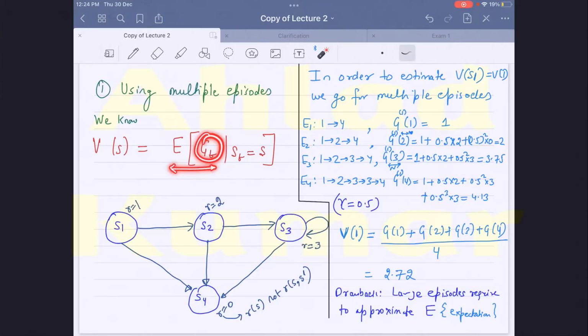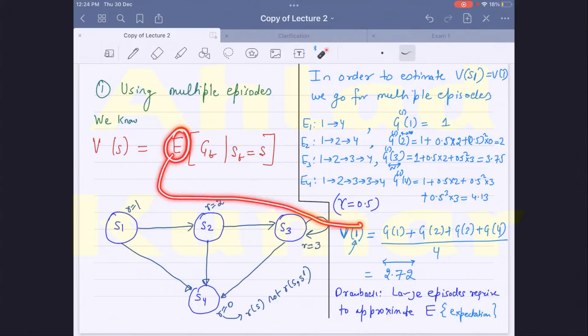Now if I want to calculate the value function, which is nothing but the expected value of the return for being in state S, it can be easily calculated using the summation divided by 4. So it's an average value that you will calculate for the value of being in state 1. That value comes out to be 2.72. So you can see that you need a larger number of episodes to approximate the expectation value, because this is simply a Monte Carlo estimate of the expectation operator.